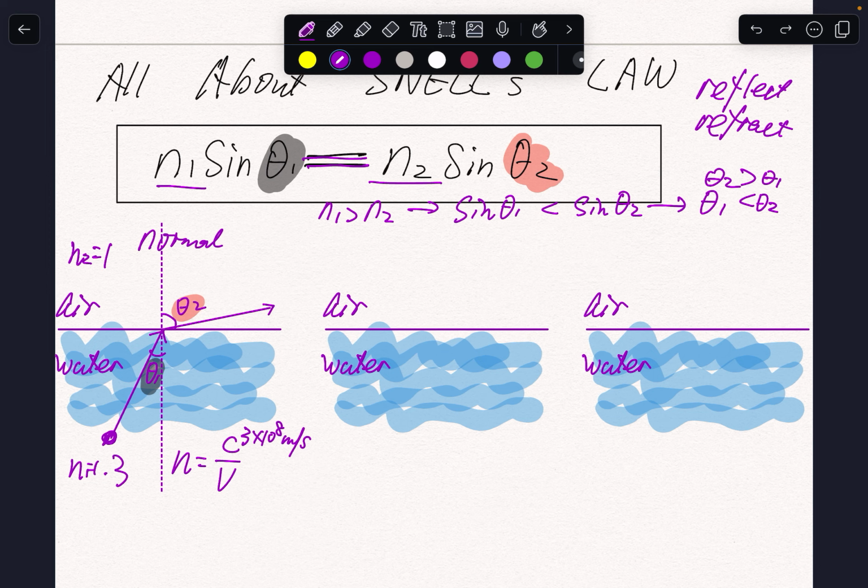As you can see, n is inversely related to the velocity. In other words, if light travels super slowly in a medium, then it has a relatively high refractive index. It will bend the light more. So mentally, we want to know that n1 over n2 is inversely related to velocity.